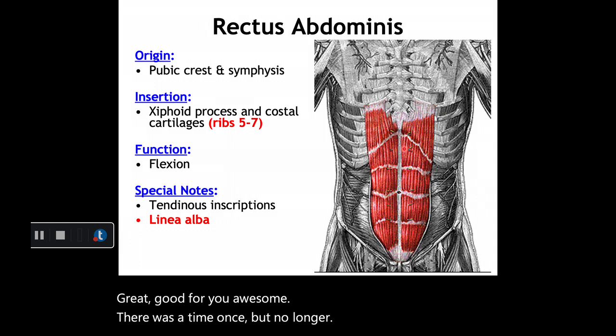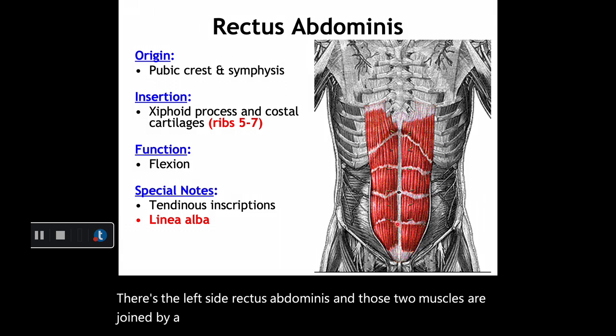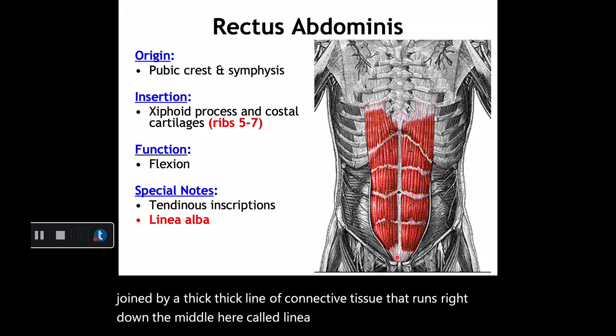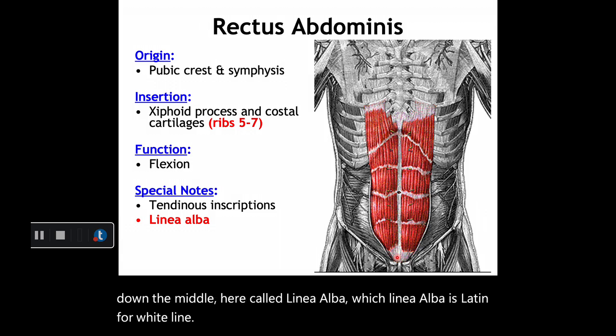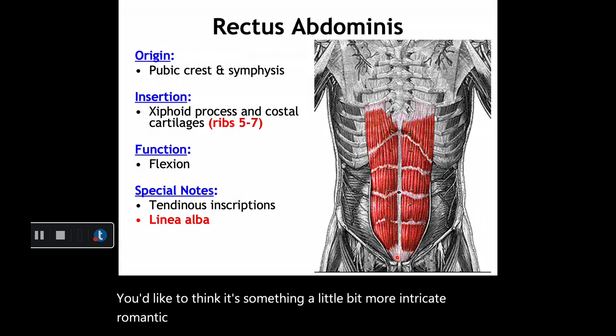All right. Anyway, and then this is the right side rectus abdominis. There's the left side rectus abdominis, and those two muscles are joined by a thick line of connective tissue that runs right down the middle here, called linea alba, which is Latin for white line. You'd like to think it's something a little bit more intricate, romantic, but it's not. White line. And embedded in that linea alba is the umbilicus, right?